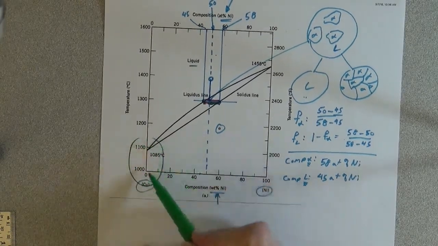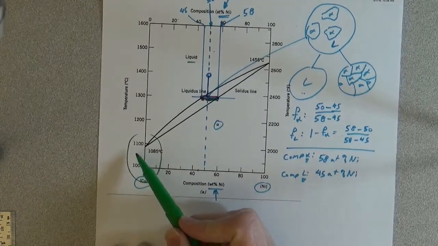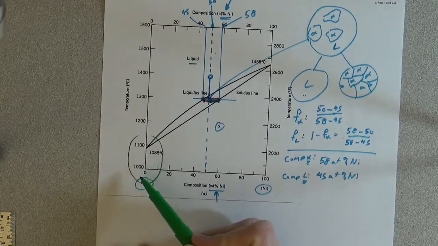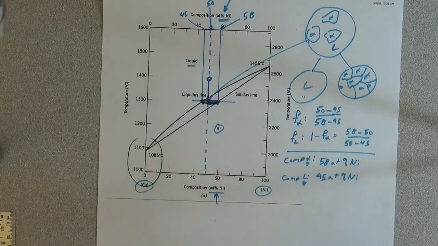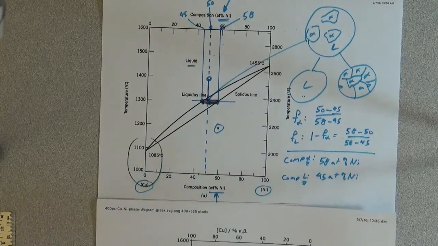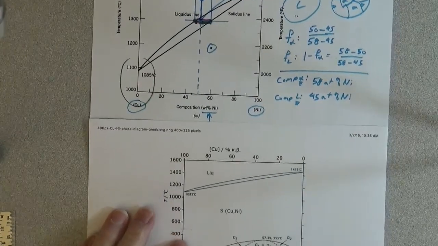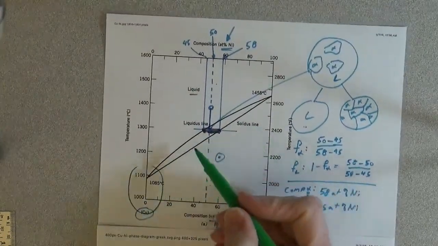Something I want to point out about this phase diagram is that it doesn't go to 0, right? This temperature stops at 1000. And that's because whenever phase diagrams start getting down close to 0 degrees Kelvin, odd things start happening. This is the phase diagram for copper nickel. So it's this phase diagram.